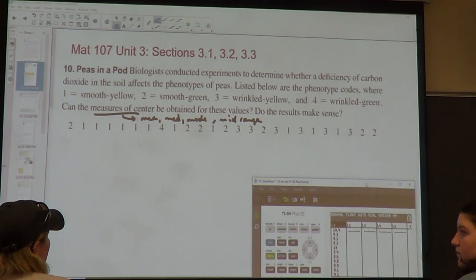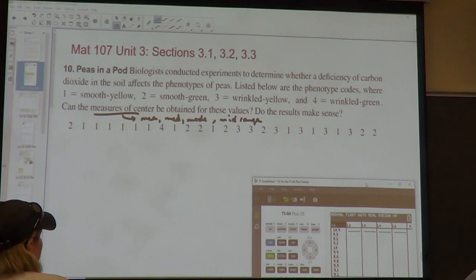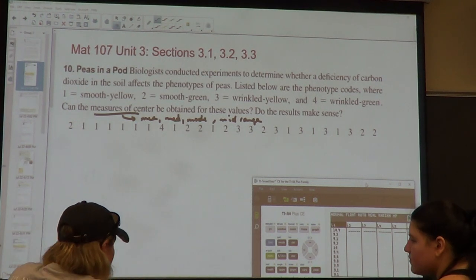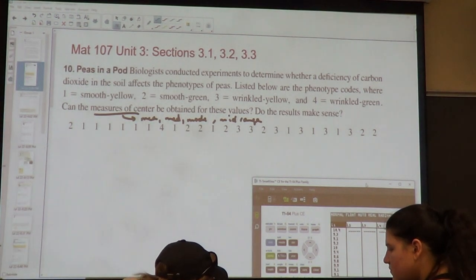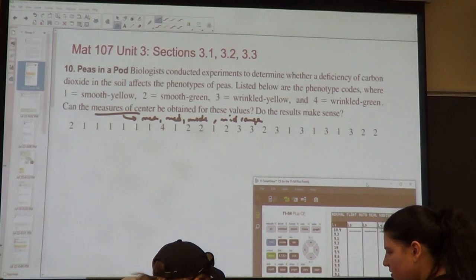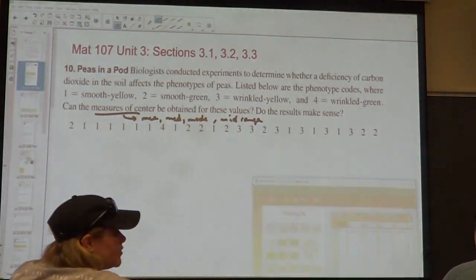Absolutely. Dig in there. I've got to find one that's got a battery. What just happened? Okay, we do stat edit. Y'all write it right here.